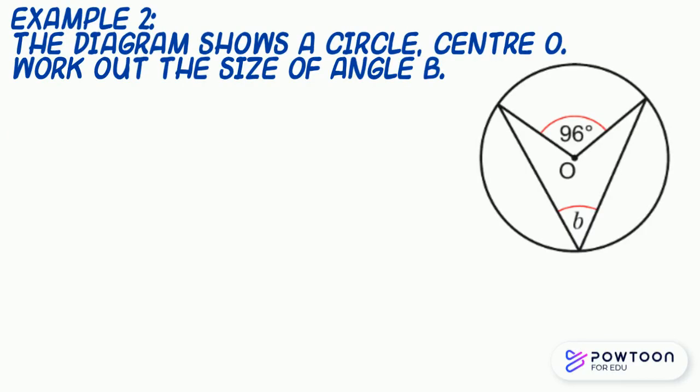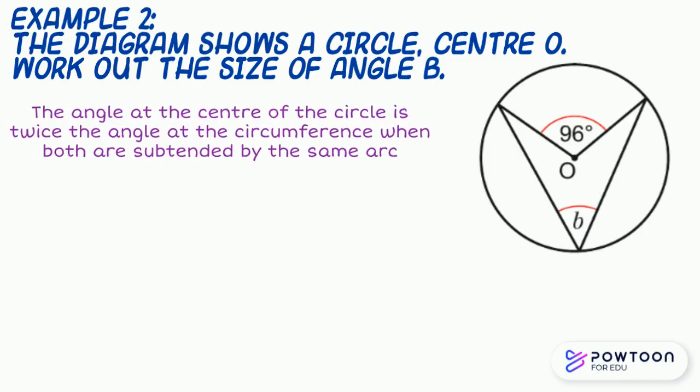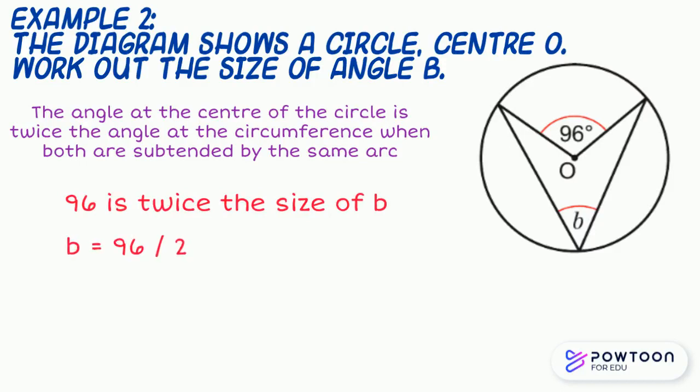In example 2, we're looking at finding angle B, which is an angle formed on the circumference. So that means that 96 this time, that center angle, is actually twice the size of B. So this time we're just going to do 96 divided by 2, and we get that B is 48 degrees.